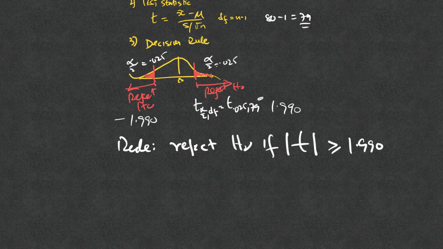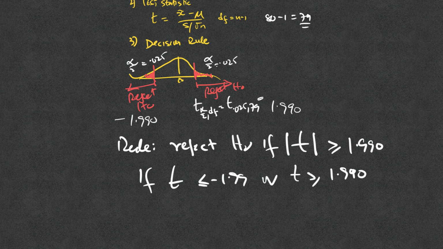Okay, so if I wanted to write it out fully, I would have said, if T is less than negative 1.990, or T is greater than or equal to. Yeah, that's not what I was thinking. Right, but I'm just saying you could shorten that by saying the absolute value of T is greater than or equal to 1.990. Absolute value is always positive. To reject the null hypothesis, yeah. Reject H0. Did I say reject H0? Yeah, reject H0.